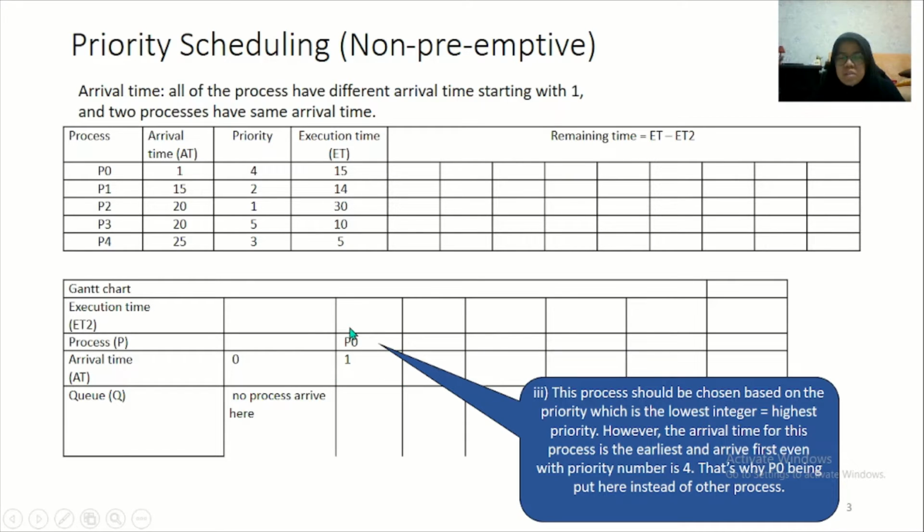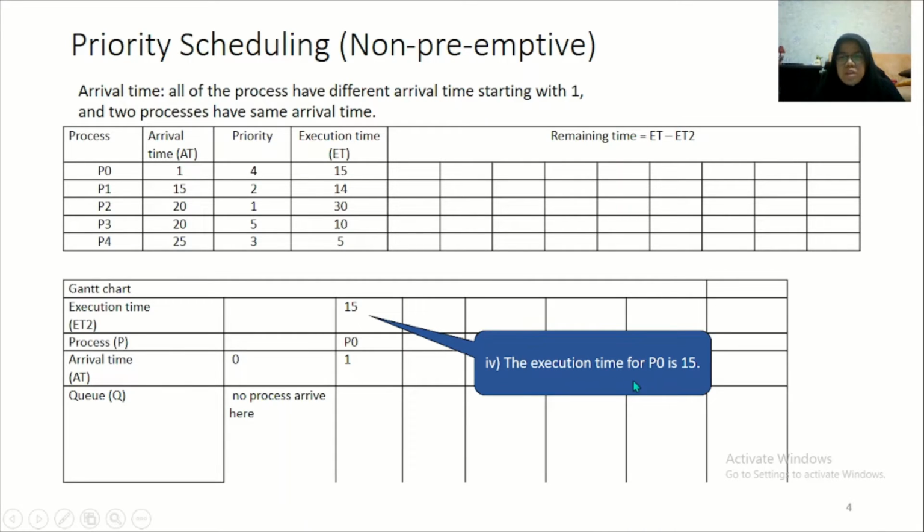The process for this type of scheduling is selected based on the priority, where the lower the integer is, the higher the priority is. However, for this process, P0, we choose P0 because its arrival time is the earliest, at time 1. Even though the priority number is 4, the time is the earliest one. So that's why we choose P0.